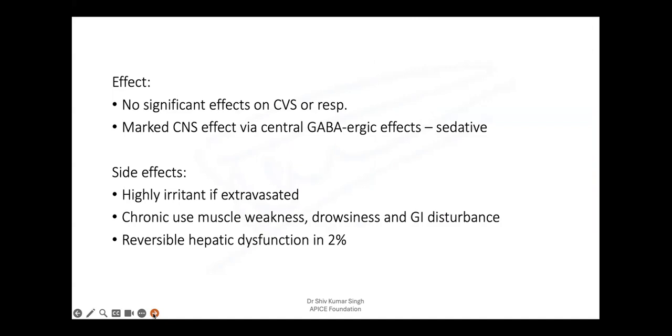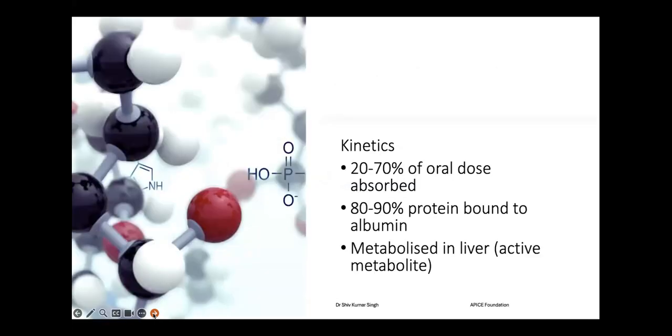IV dantrolene hasn't got any significant direct effect on the cardiovascular or respiratory system, but because you're treating malignant hyperthermia, which is associated with tachycardia and hypertension, this will affect that, and because it causes a rise in CO2, it'll come down. I mentioned before, it has got a GABAergic effect as well. It can cause sedation, and it is highly irritant, so avoid extravasation. Chronic use in patients, like I was talking about, if it has been used for patients with spasticity, it can cause muscle weakness, drowsiness, and GI disturbances. It is known to cause reversible hepatic dysfunction in 2%. This is more for the people who are appearing for exams, so you need to actually know this.